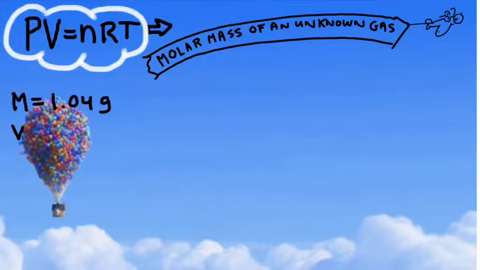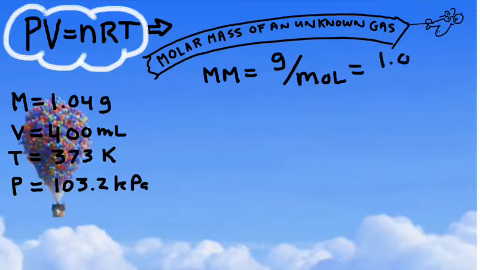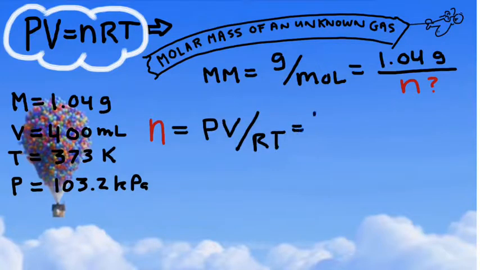In this case, we know the mass of a gas, we know the volume of a gas, and we know the temperature of a gas, and we also can record the pressure of a gas. And from these pieces of information, we can get the molar mass. If we recall that the molar mass of anything is the grams per mole, in other words, the mass divided by the moles. And in this case, we know the mass, which is 1.04 grams. What we need to determine here is n, the number of moles. And we're going to use, again, the ideal gas law to determine n.